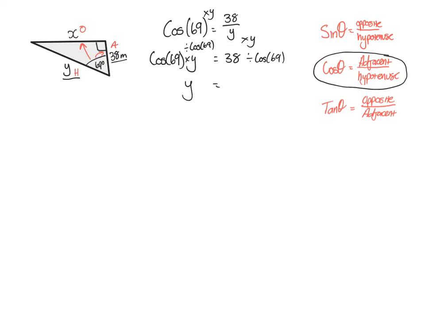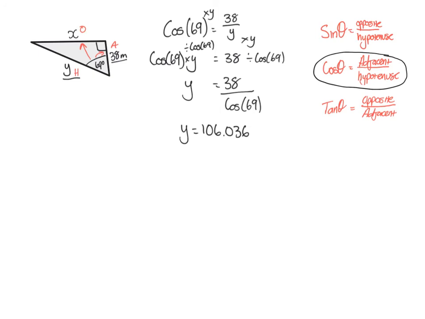So then we would have y on its own, and then we would have 38 over cosine of 69. So at this point you would get your calculator out, type this in and see what you get. Let's have a look to 3 decimal places. So my calculator is showing 106.03626, and we want this to 3 decimal places. So the next number is lower than 5, so that means that we can just get rid of the last 2.